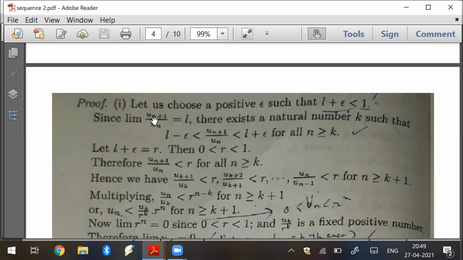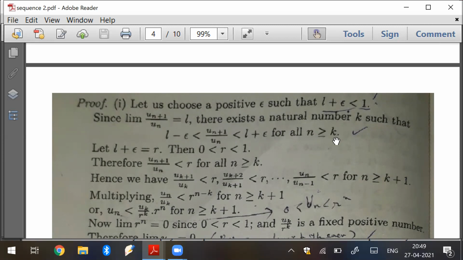Now it is given that the limit as n tends to infinity of u_{n+1} by u_n equals L. This is given. So we just apply the definition of the limit, because this is also a sequence, as I said. So using the definition, there is a natural number k, and please mention here that k depends on epsilon, such that the modulus of u_{n+1} by u_n minus L is less than epsilon. If you break the modulus, that is the absolute value, and simplify it, you will get this thing. And this holds true for all n greater than or equal to k.